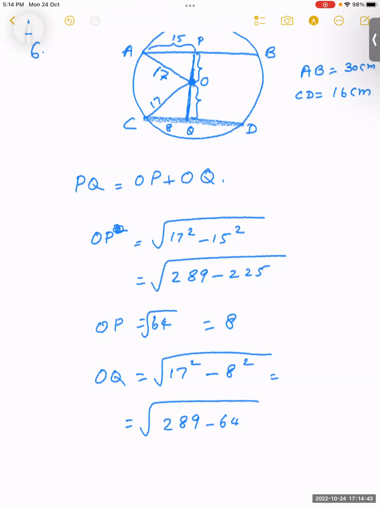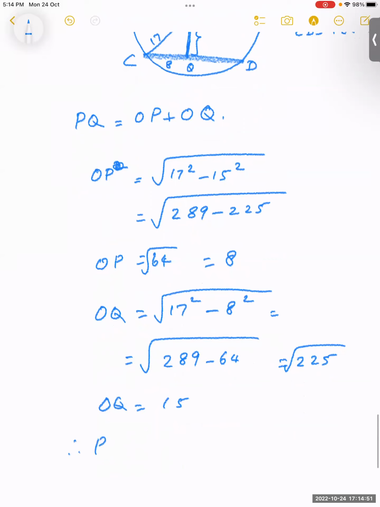289 minus 64 is 225. So OQ will be 15. Therefore, PQ is equal to 8 plus 15, which is 23 centimeter. So 23 is what you got, right? That's correct.